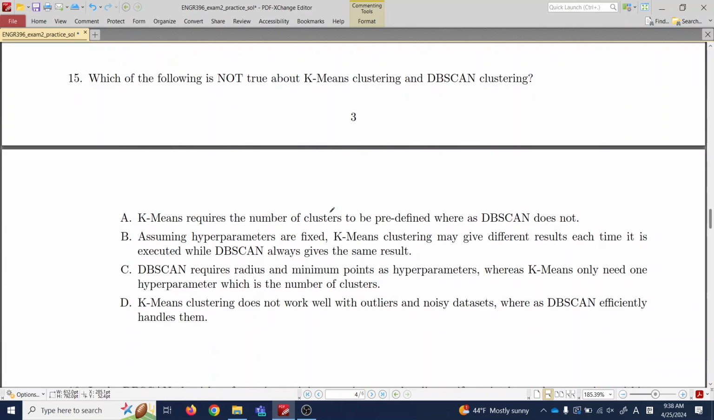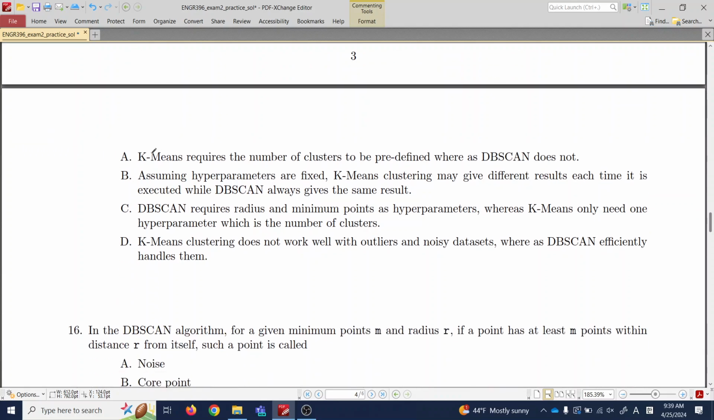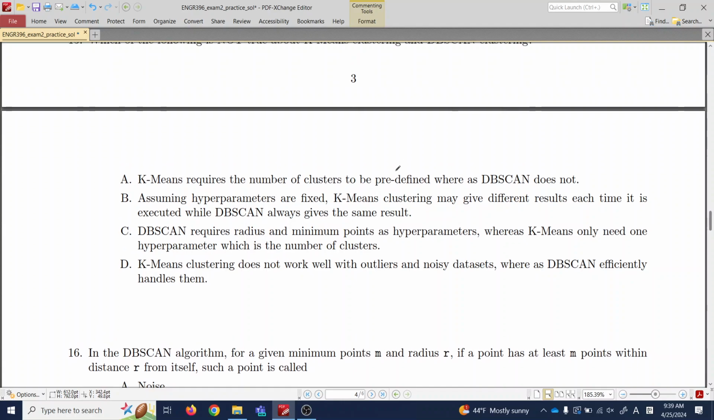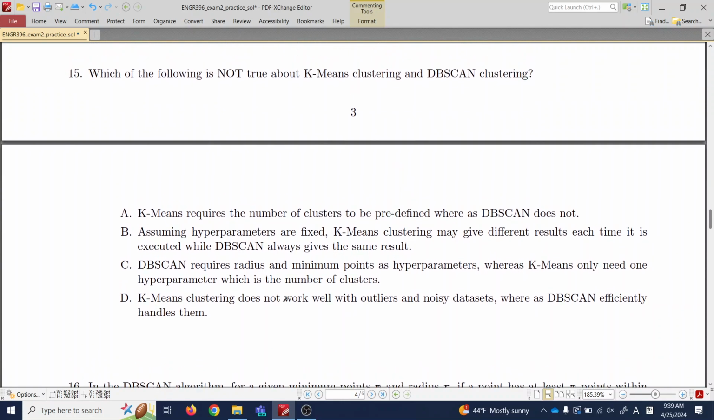Okay. 15. Which of the following is not true about k-means clustering and DBSCAN clustering? Okay. K-means requires the number of clusters to be predefined, whereas DBSCAN does not. For this, here's my suggestion: just Google the difference or comparison between k-means clustering and DBSCAN. They have their own merits and shortfalls. So just read up on the different ways these two algorithms work and try to compare them.